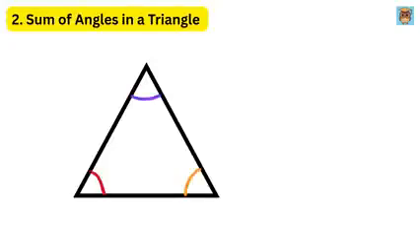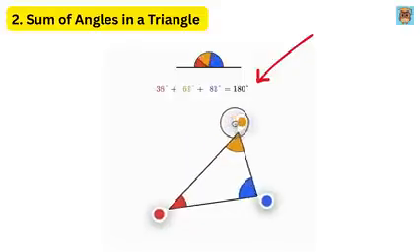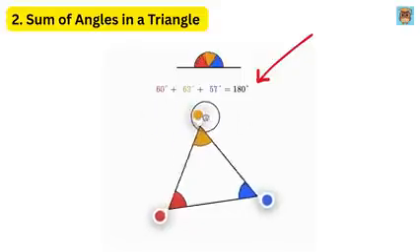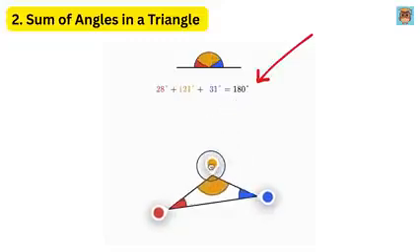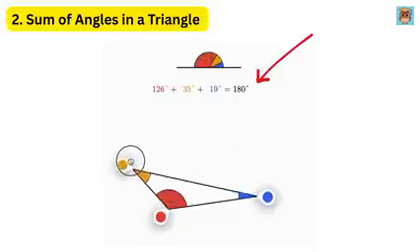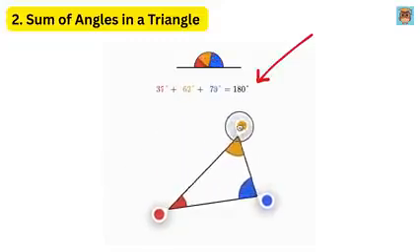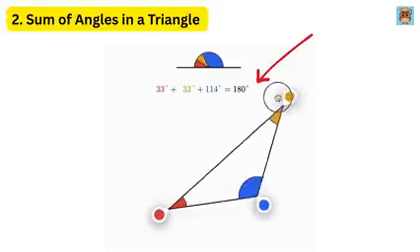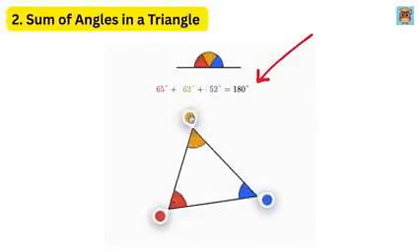2. Sum of angles in a triangle. A special rule about triangles is that if you add up all the angles inside a triangle, the total will always be 180 degrees. This works for every triangle, no matter how big or small, skinny or fat. It's like a magic rule of triangles.